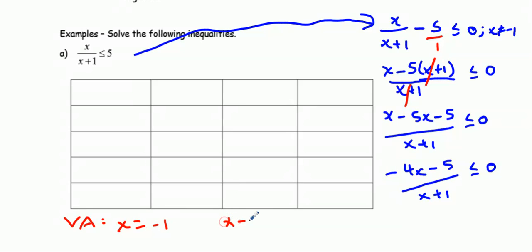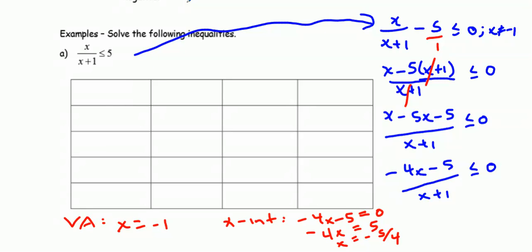And then the x-intercept, recall, occurs where y equals 0. The x-intercept of this function, if it were y equals, would be found if I took this and set it equal to 0 and solved for x. This whole thing has to equal 0 on the top in order for the y value to be 0, which is the case for the x-intercept. So if I rearrange this, I'm going to get minus 4x equals 5, and x equals minus 5 over 4. So I've got these two things to consider for my intervals in my table.